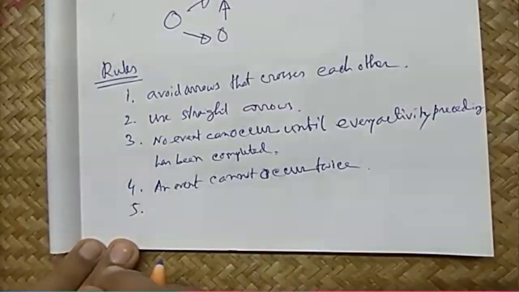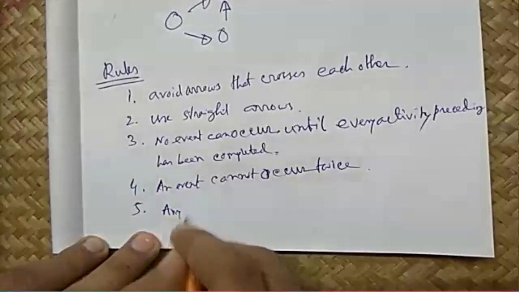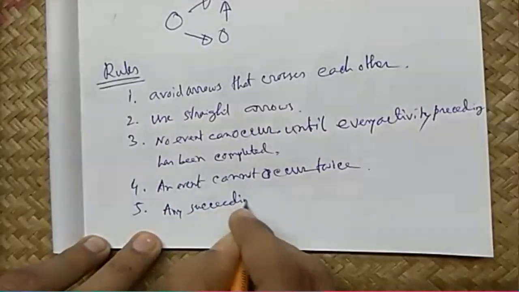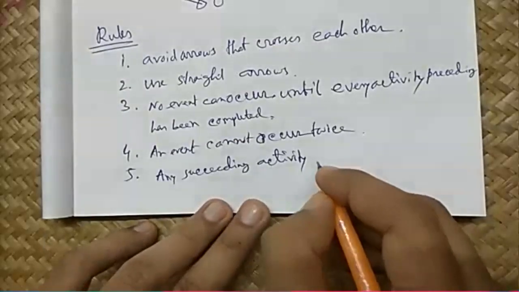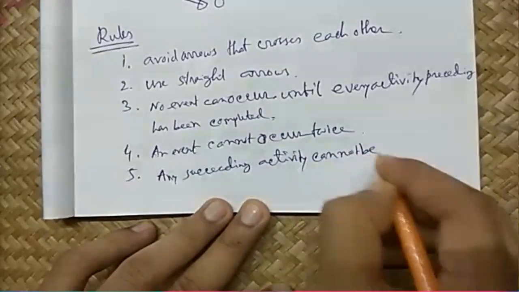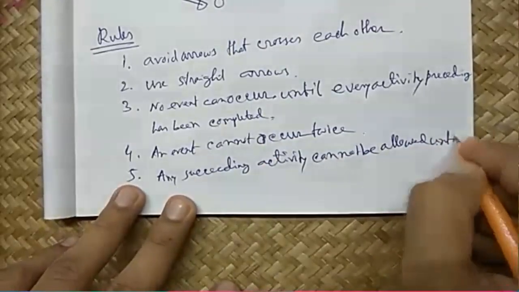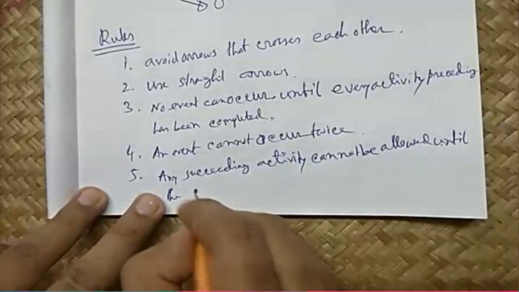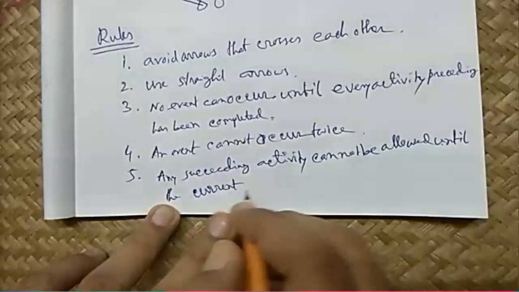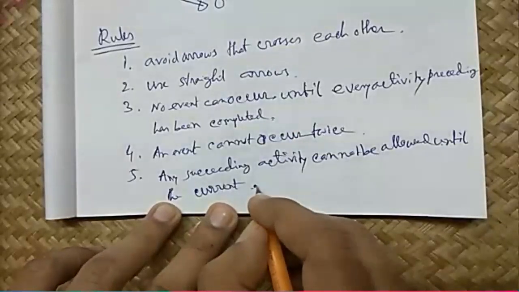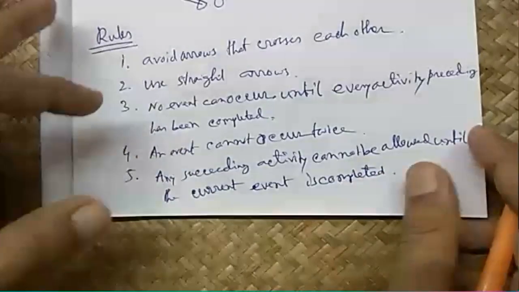Number five, any succeeding activity cannot be allowed until the current or the present ongoing activity is completed. Okay.